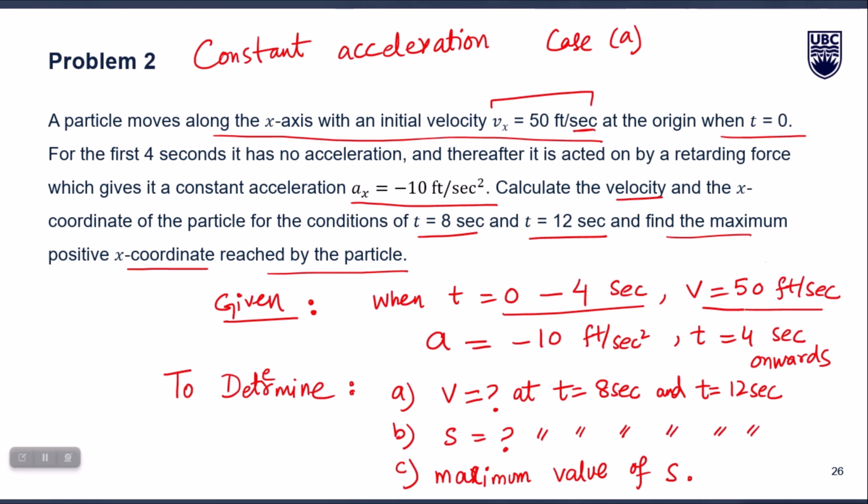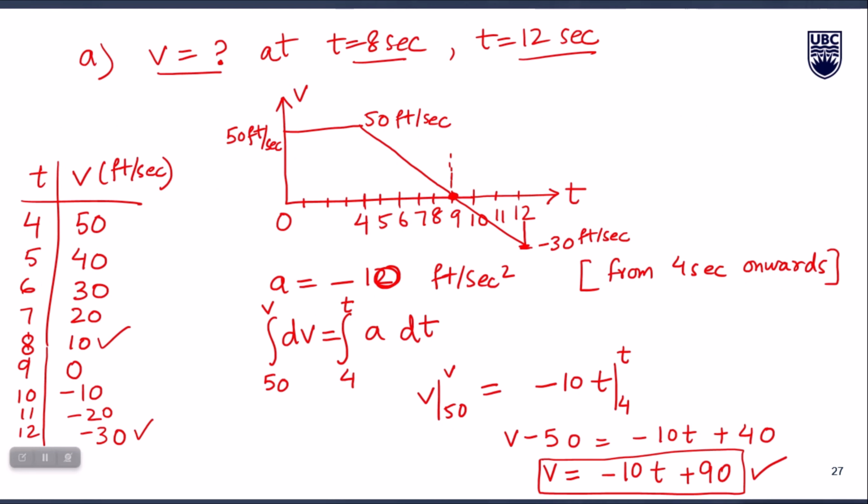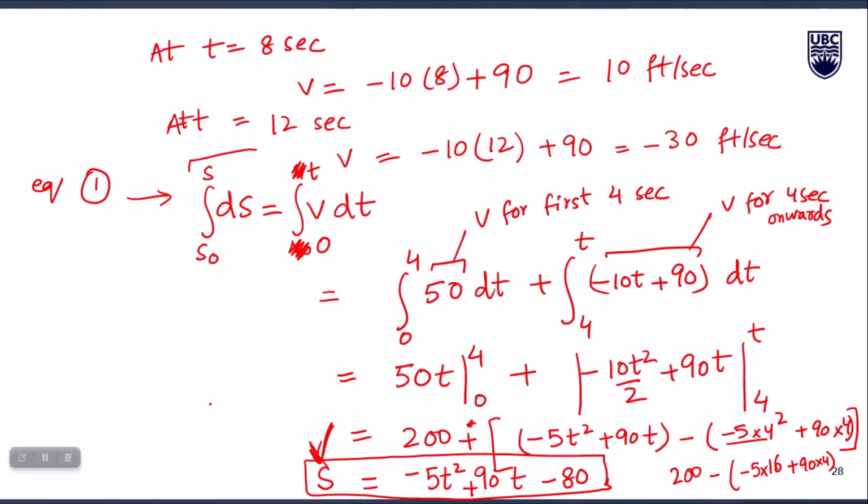What we did was follow the case A methodology: integrated that constant acceleration to get velocity, and integrated that velocity one more time to get displacement, right? The displacement equation which we derived is minus 5t square plus 90t minus 80, right? It is determined by successive integration of constant acceleration.